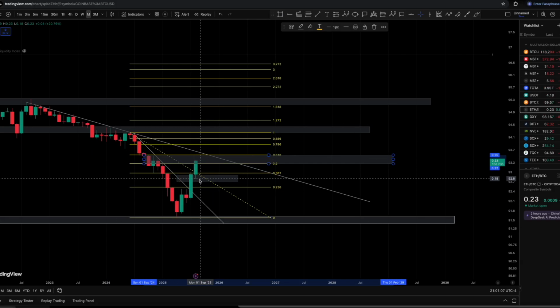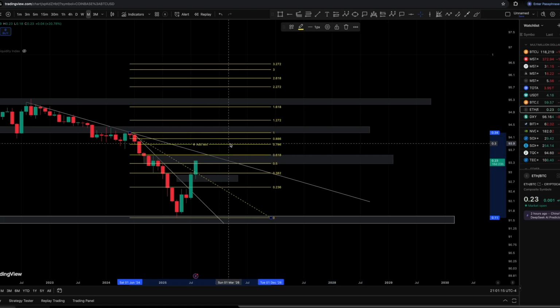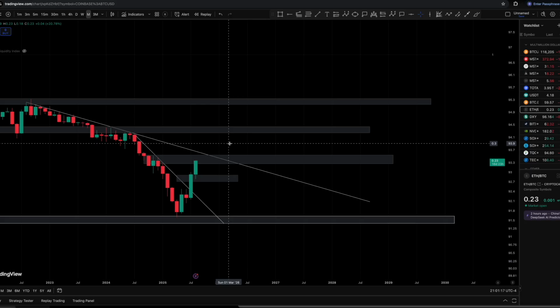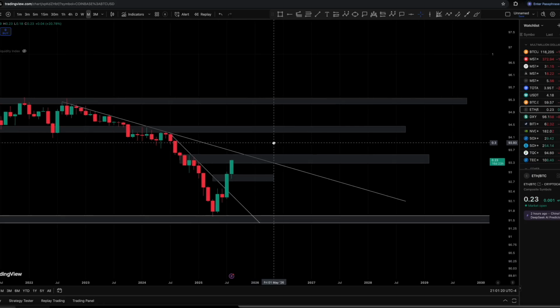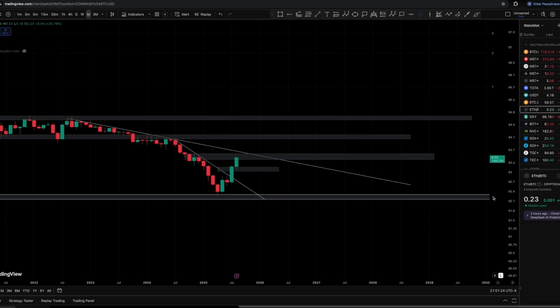And if we can do a repeat of this move and we close above, retest outside of this trend line, then that could really get things going and ETH can really start to outperform Bitcoin. So we'll see where it takes us. But right now it's looking pretty solid for ETH. ETH has been rallying pretty hard. We'll see if the trend can continue.